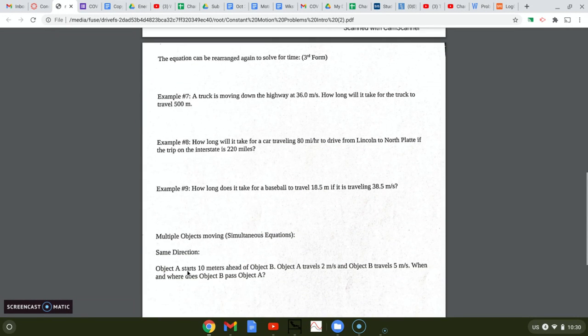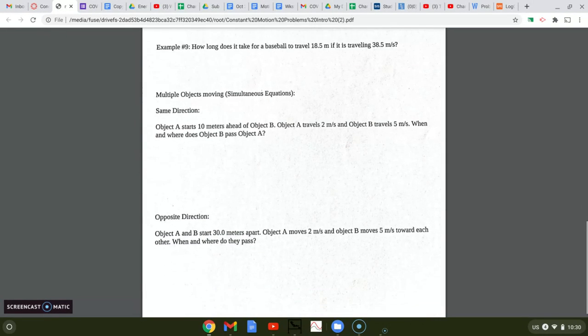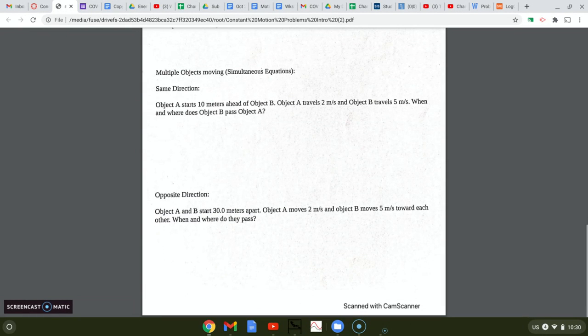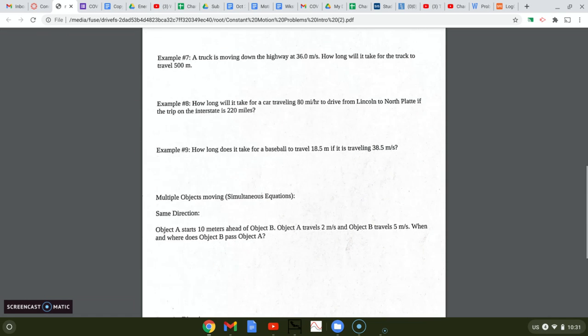These down here, the multiple objects moving, the simultaneous equations, just ignore those. Those were something I did last year for honors. That was completely optional, and you don't need to do those.